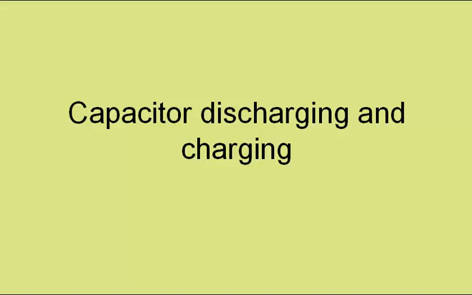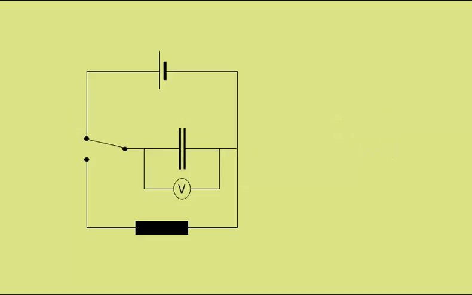Capacitor discharging and charging. Here we have a simple circuit involving a two-position switch, allowing us to charge and discharge this capacitor. With the switch in this position, the capacitor will be charging. There will be a brief flow of charge around the circuit, building up positive charge on the left-hand plate, negative charge on the right-hand plate.